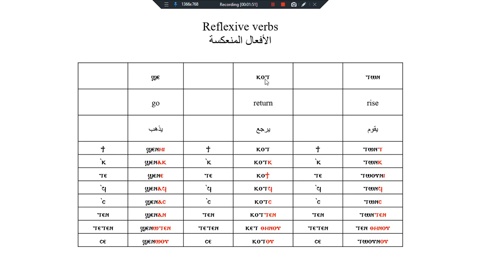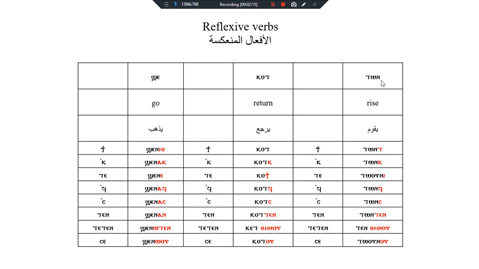And the same with the verb kot, it means to return: ti kot, ek kotk, te koti, ef kotf, es kots, tin koten, tetin kototen, se kotou.